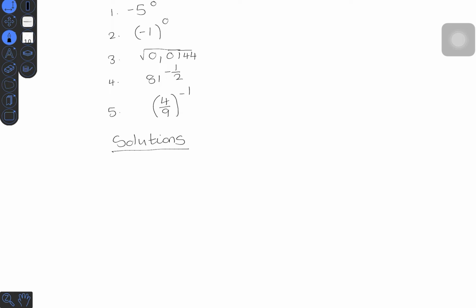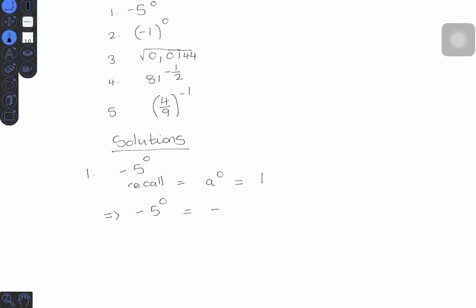So what do we have at number 1 there? We have minus 5 to the power 0. Recall we have a formula which says that any number being raised to the power 0 is 1. Now with minus 5 to the power 0, you ask yourself, which number is being raised to the power 0? It's 5 which is being raised to the power 0.